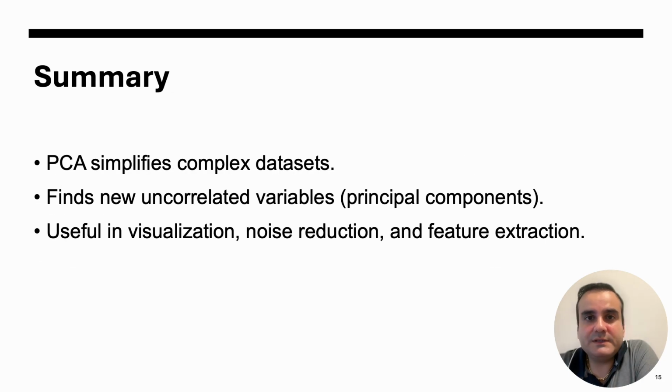To wrap up, PCA is a highly effective tool to manage high-dimensional data. It simplifies datasets by finding new uncorrelated variables, principal components, that explain most of the variability. PCA is extremely useful for visualization, noise reduction, and preparing datasets for machine learning models. By reducing the number of features, it not only speeds up computation but also helps models generalize better to unseen data. It's a must-know technique for anyone working with large and complex datasets.